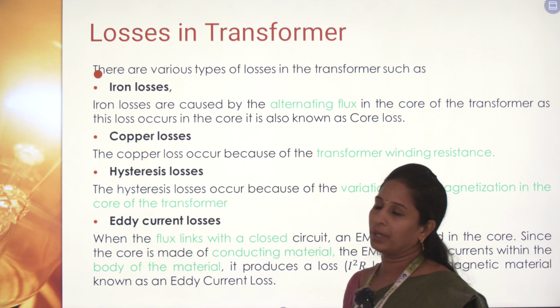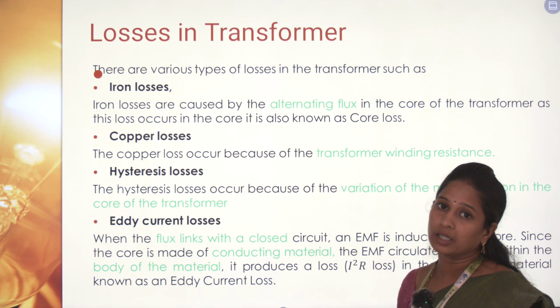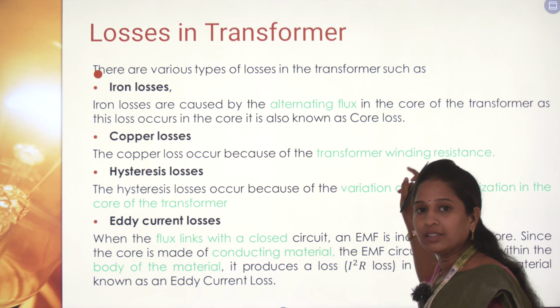And the next one is copper losses. A copper loss occurs because of the transformer winding resistance.